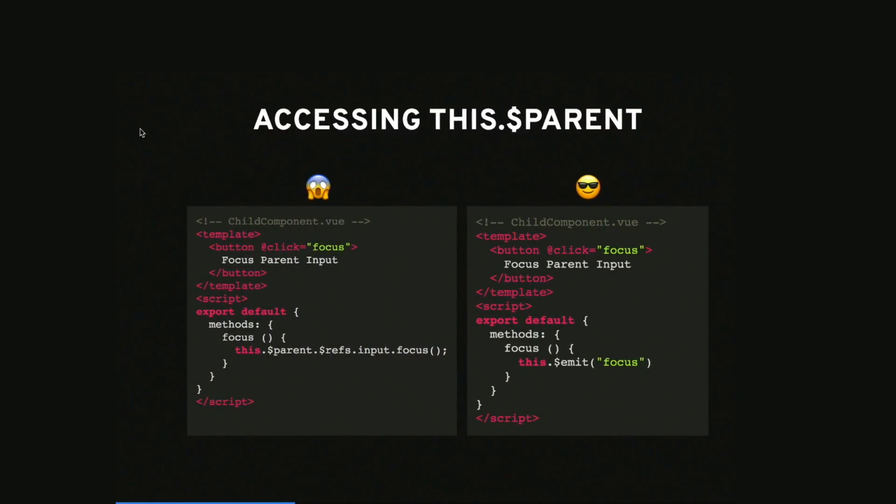Cool. So the parent trap also rears its ugly head in this way, where let's say we have a child component that wants to trigger a focus method on a parent input. So let's say you have a parent component that has an input in it, and when something happens in the child, you want to trigger a focus on that parent. Well, the newbie Vue developer might say, oh, that's easy. I'm going to use this.$parent, which exposes to me all the references that are defined on its parent via $refs. I'm going to use the one that's named input, and I'm going to call the focus method on it.